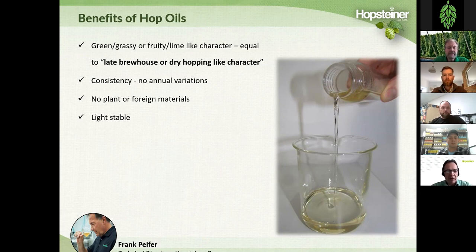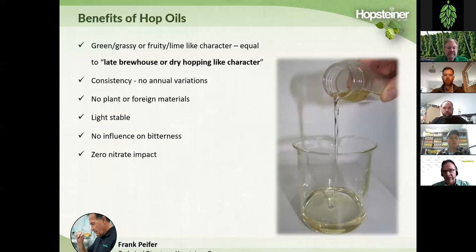We have no plant or foreign material. You see there on the right picture that it is a clear, oil-like product, no green particles inside. It's light stable. You can use it also for light stable beers or other beverages in flint glass bottles. We have no influence coming from bitterness because there are no bitter compounds inside, no alphas, no iso alphas, and we have no nitrate impact. So you don't have to keep an eye on the total nitrate concentration in the beer, because nothing comes from the oil.